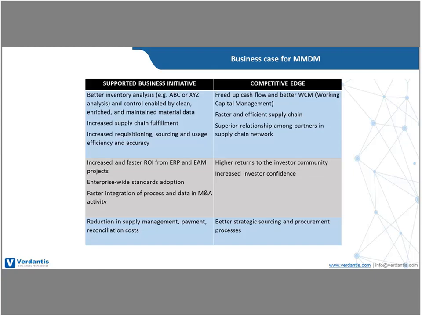So to drill into this in a little bit more detail, supporting better inventory analysis, be it ABC or XYZ, by commodity priority or by demand, and having that clean, enriched data is going to allow you to free up cash flow. And what CFO doesn't want more working capital? You're going to increase your supply chain fulfillment and create a faster and more efficient supply chain. You're going to have more efficient requisitioning because people will be finding parts that already exist, and that's a known source of supply, and that's going to make it much more efficient and accurate, and it'll promote superior relationships among your partners in the supply chain network.